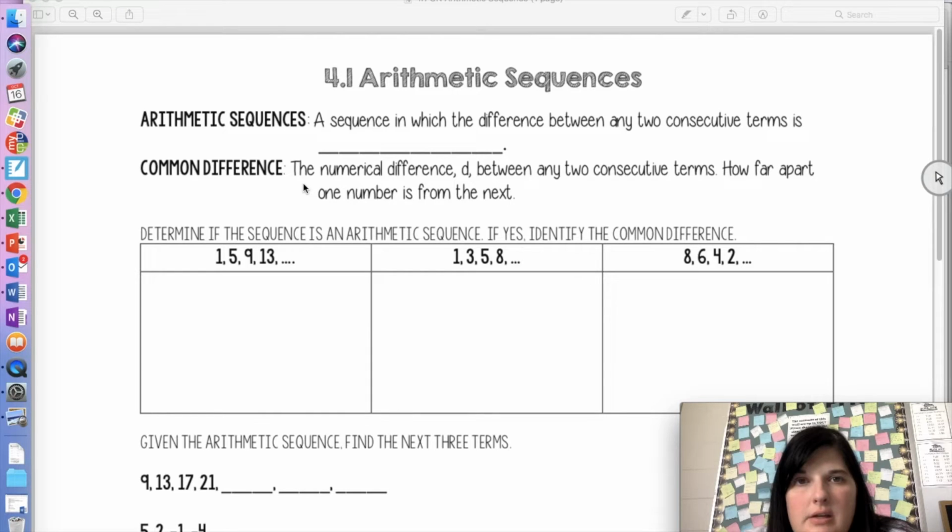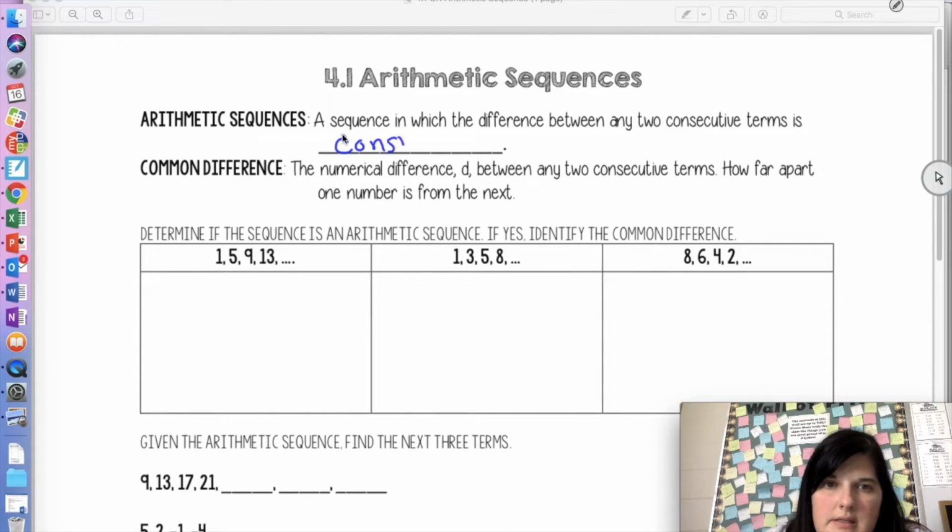So first is talking about arithmetic sequences. The definition of an arithmetic sequence is a sequence in which the difference between any two consecutive terms is constant. So you want to write the word constant on that line. What that means is it's the same distance between every single point. If you're adding 2 to get to the next number, then you're going to add 2 again to get to the number after that. So that's what constant means.